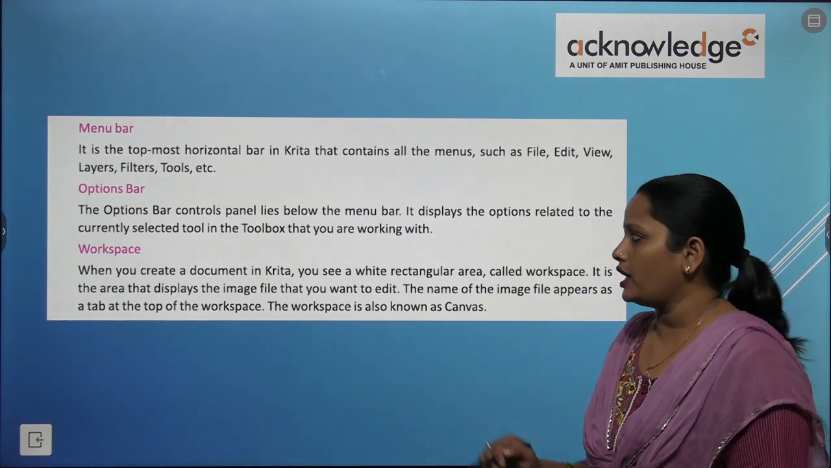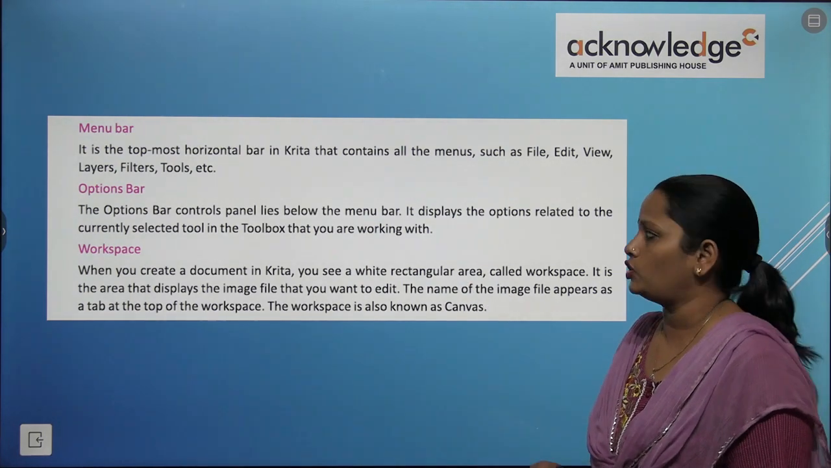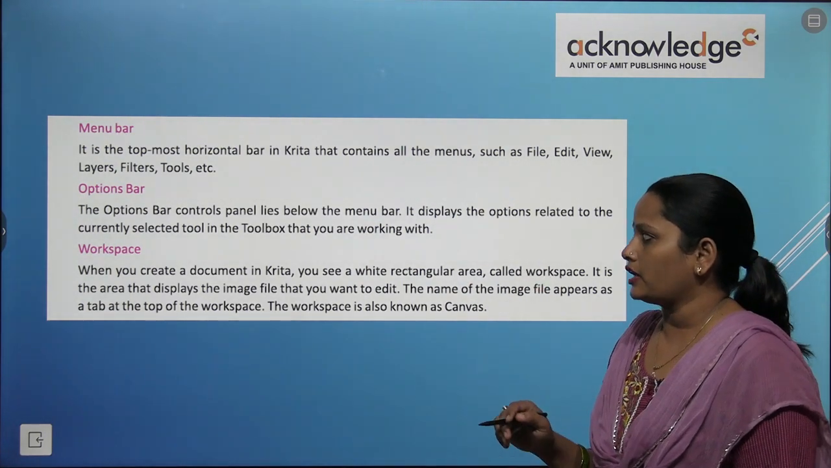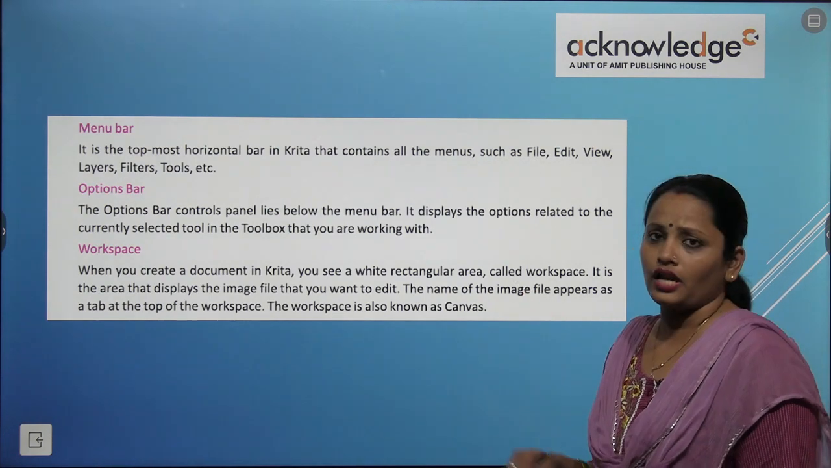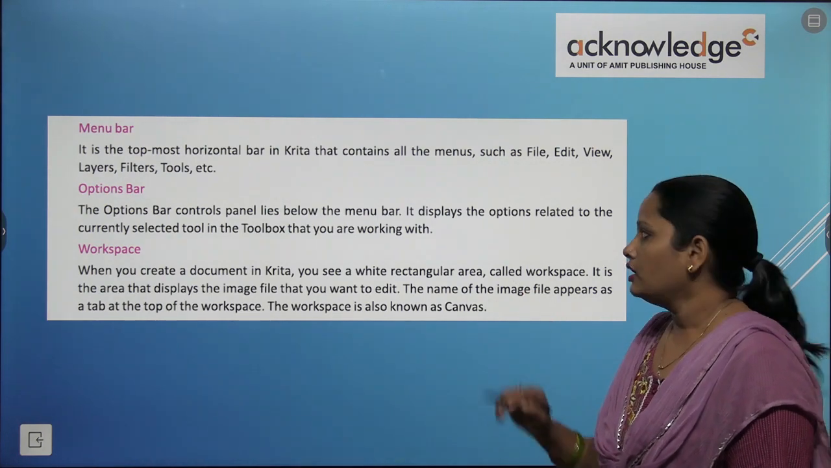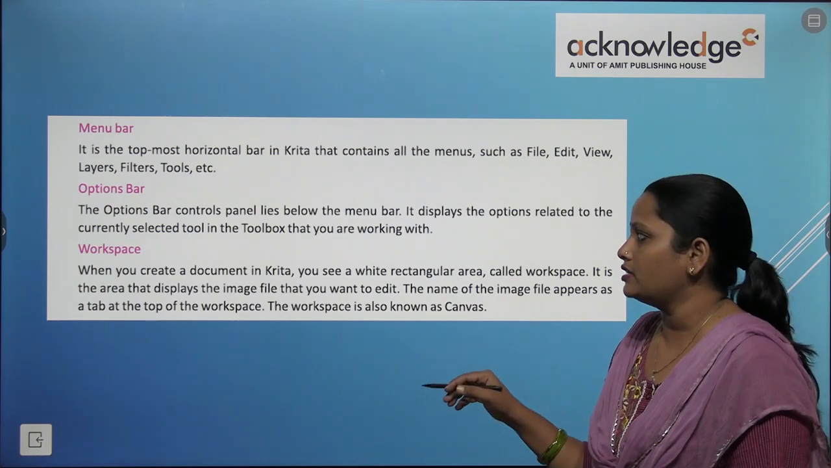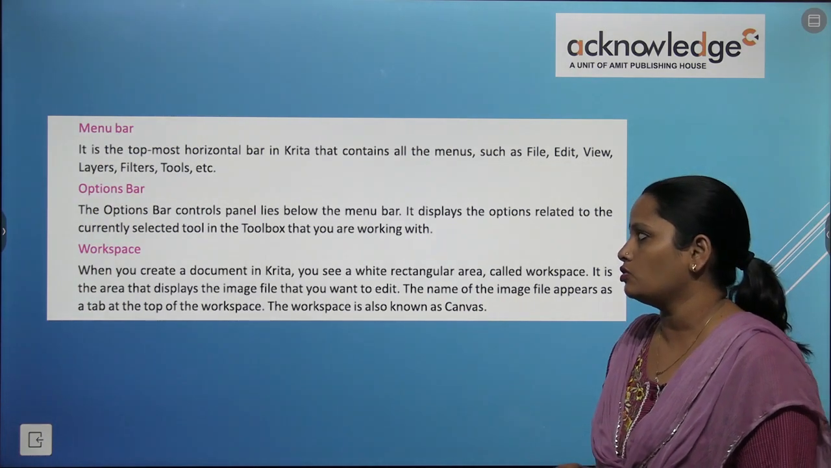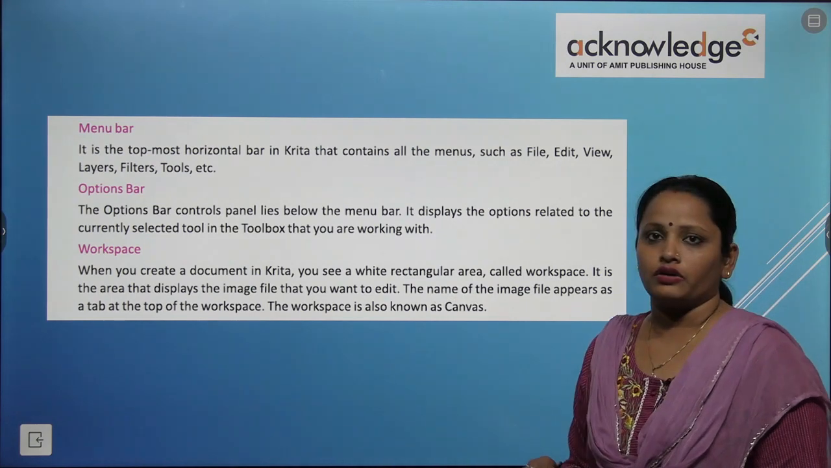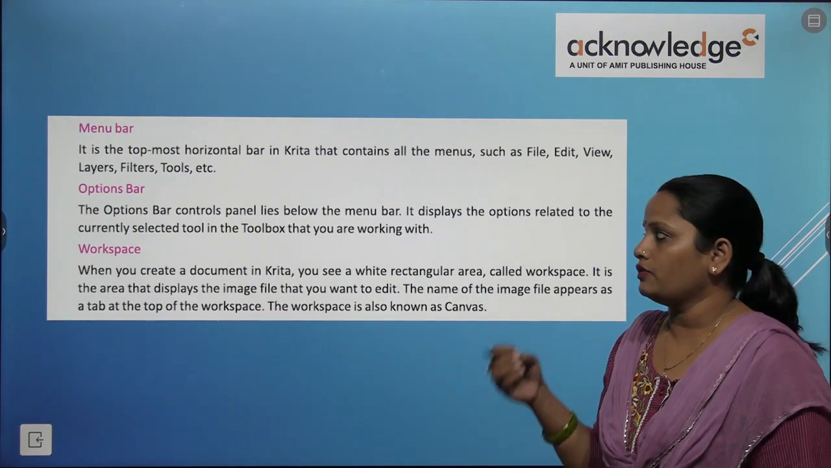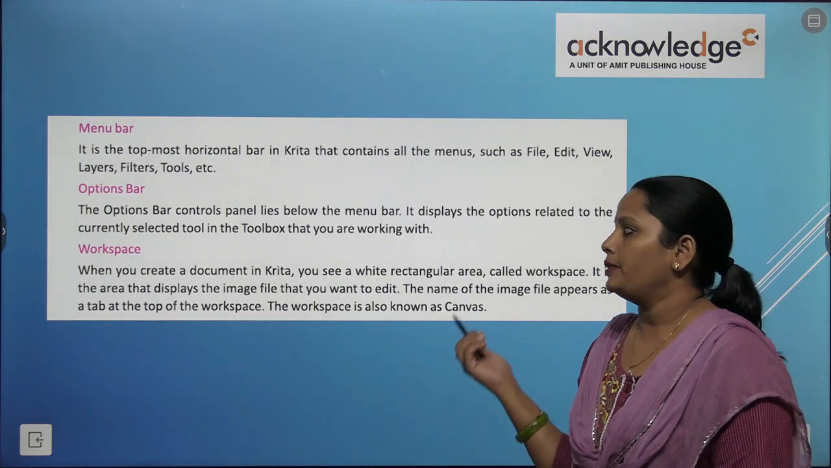Next, options bar. This bar control panel lies below the menu bar and it displays options related to the currently selected tool in the toolbox that you are working with. So जो current tool हम use कर रहे हैं वो सारे हमें options bar में मिलते हैं.